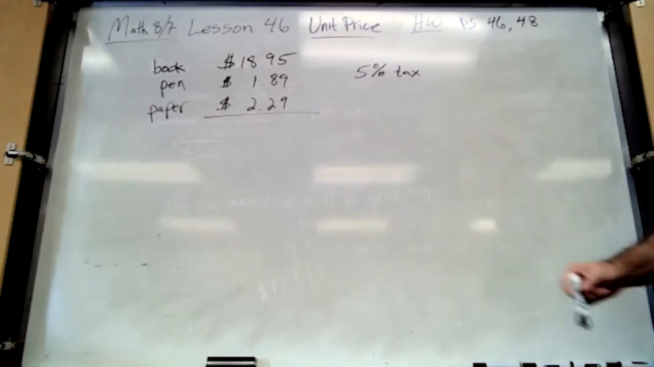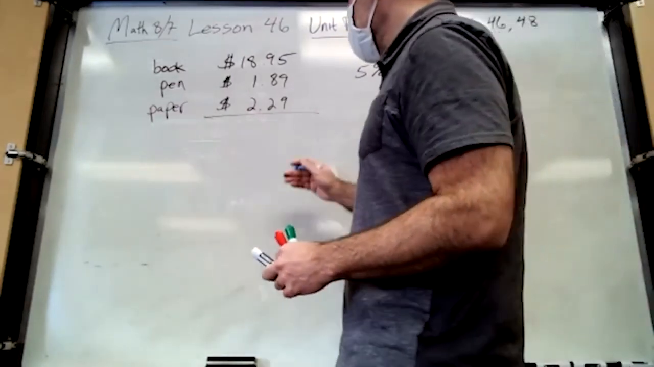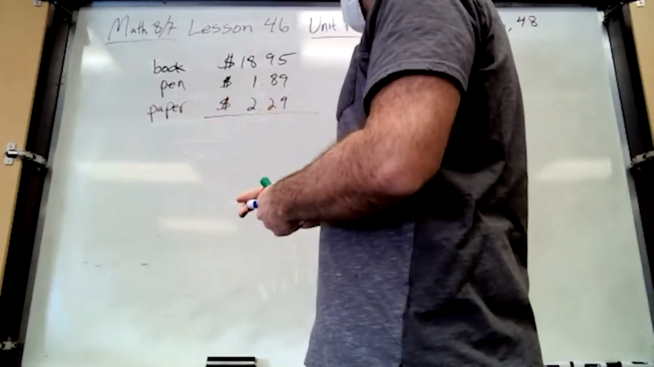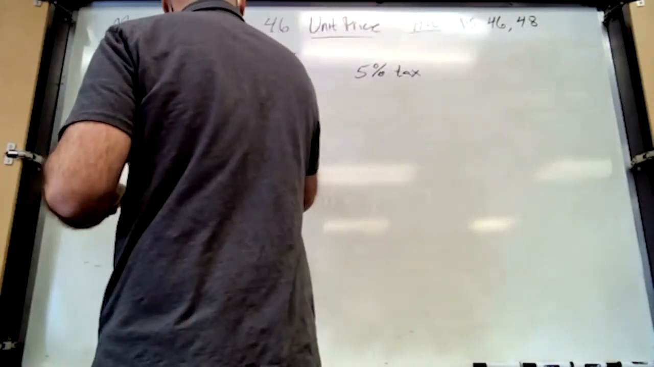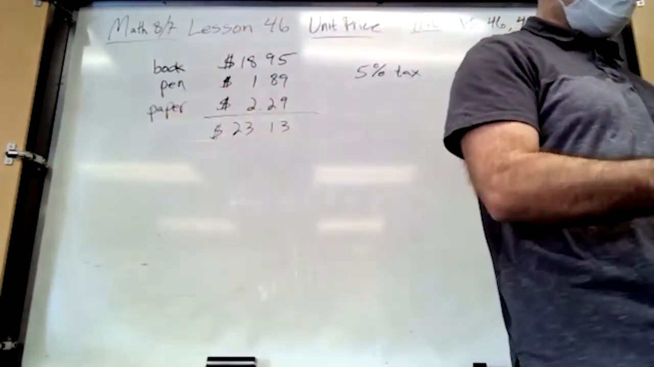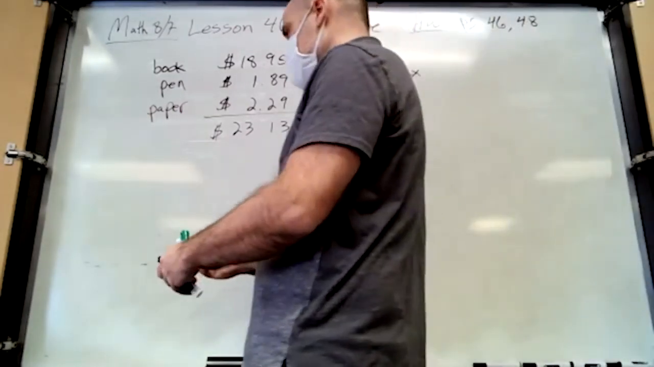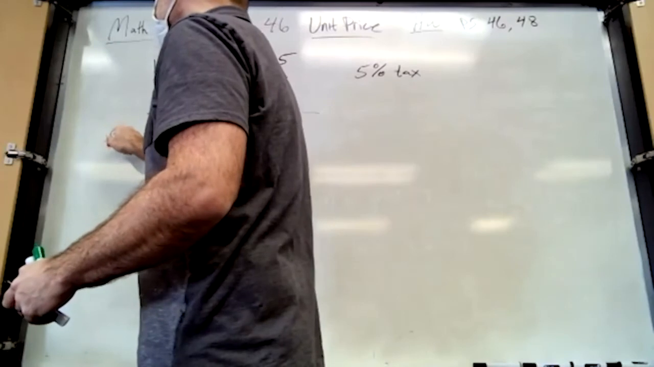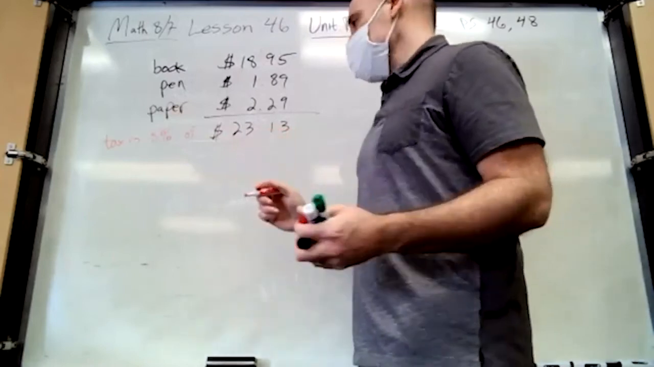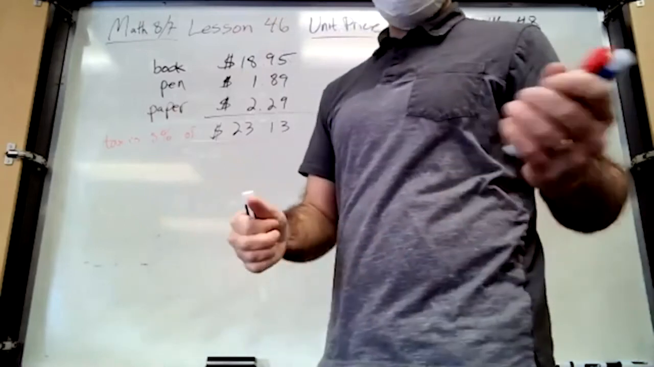So Dylan, why don't you walk me through it? What did you do first? I added them all together. So what did you get when you added? $23.13. $23 and 13 cents. Okay, so then what did you do? Multiplied it by 5. All right, so tax is 5% of the total. If you multiply by 5, that's fine. Then you just have to figure out the cents later.